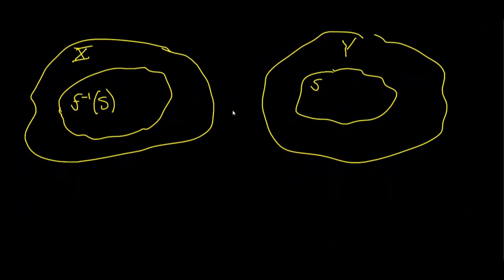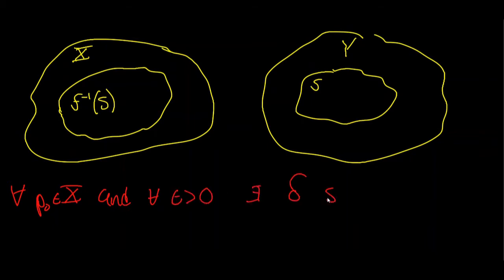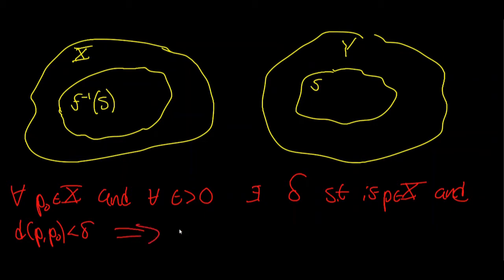Remember, the epsilon delta definition states the following. If f is continuous everywhere, so if f is continuous at all points p naught, then that means that for any p naught in the domain of f, so for any p naught in x, and for any epsilon strictly greater than 0, there exists a delta such that if p lies in the domain of f, and the distance from p to p naught is strictly less than delta, then this implies that the distance from f of p naught to f of p is strictly less than epsilon.